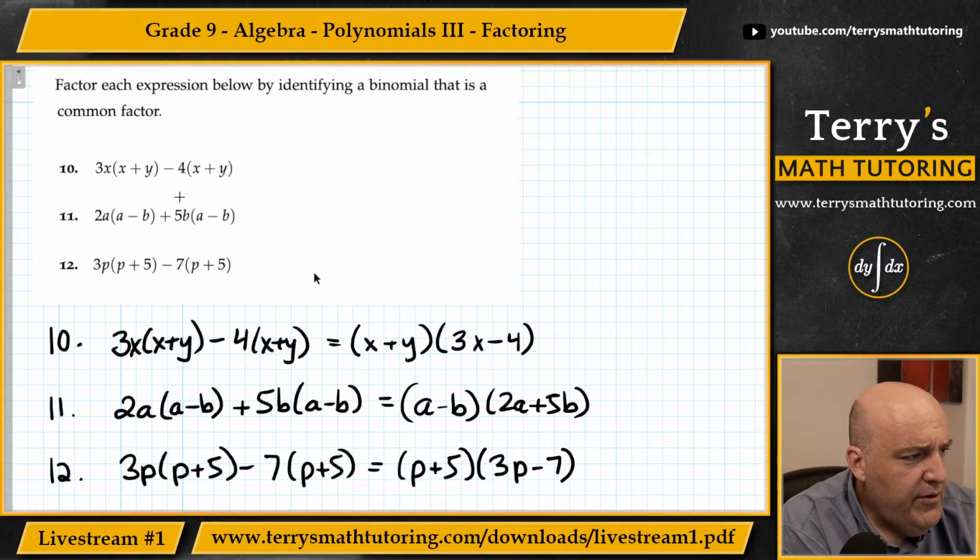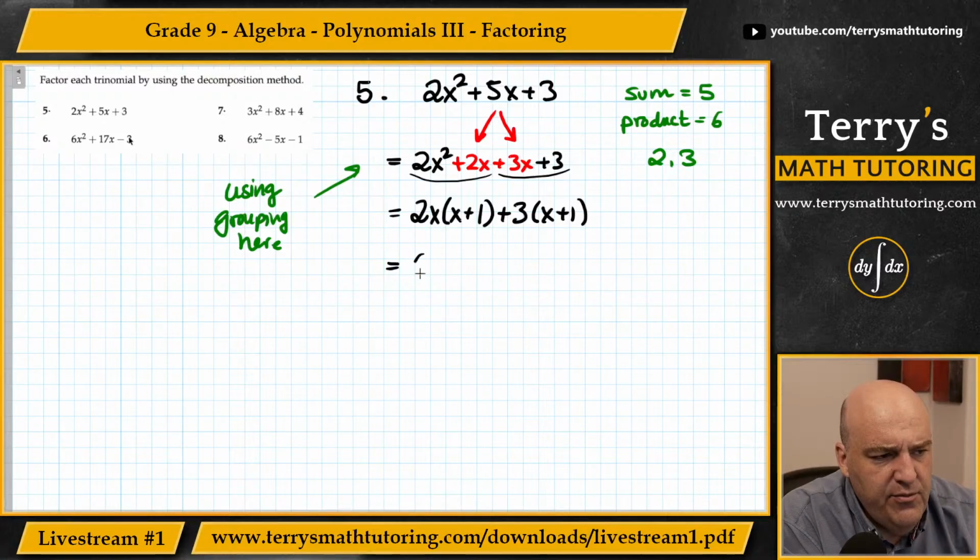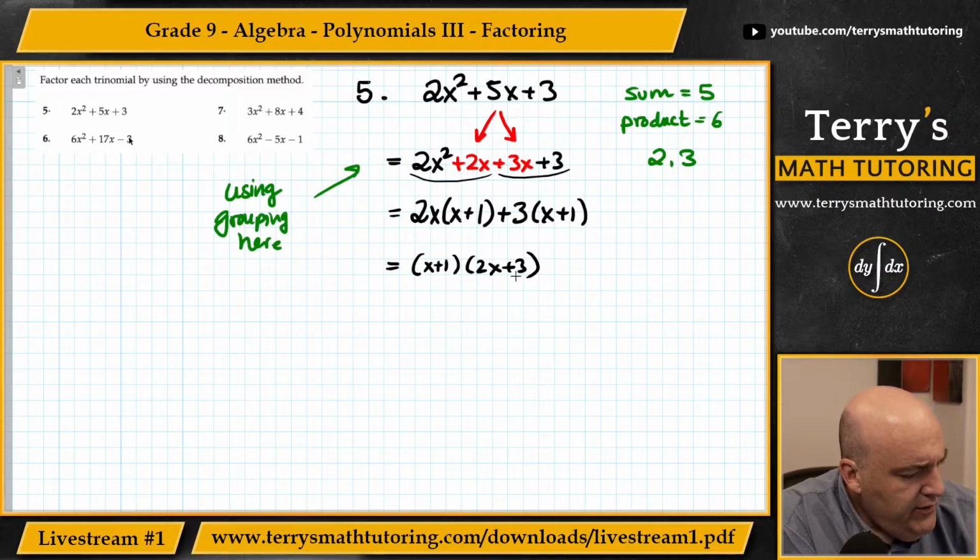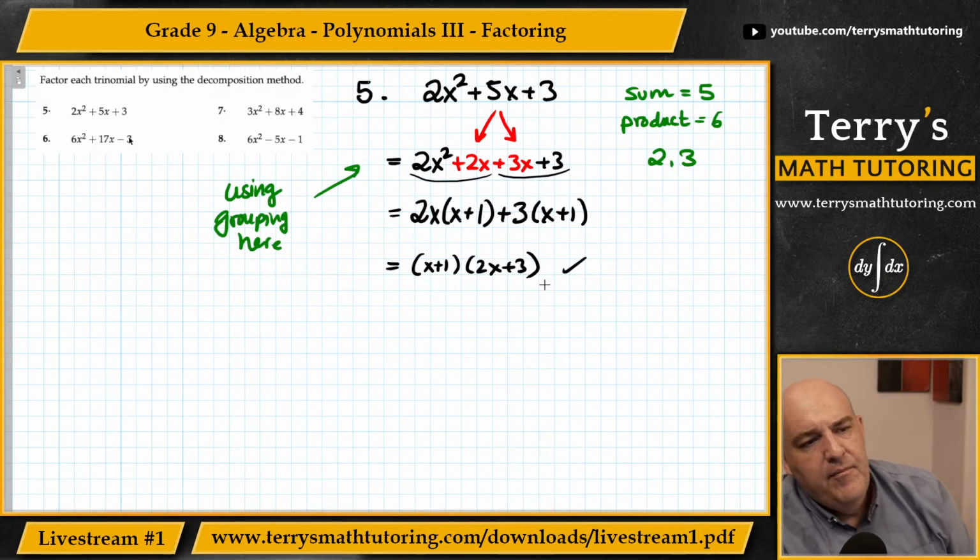Wherever it was, right here. This is the style of what we're doing exactly right now, kind of. We're pulling out the x plus 1 here, and we get 2x plus 3. And that's it. That's our answer.